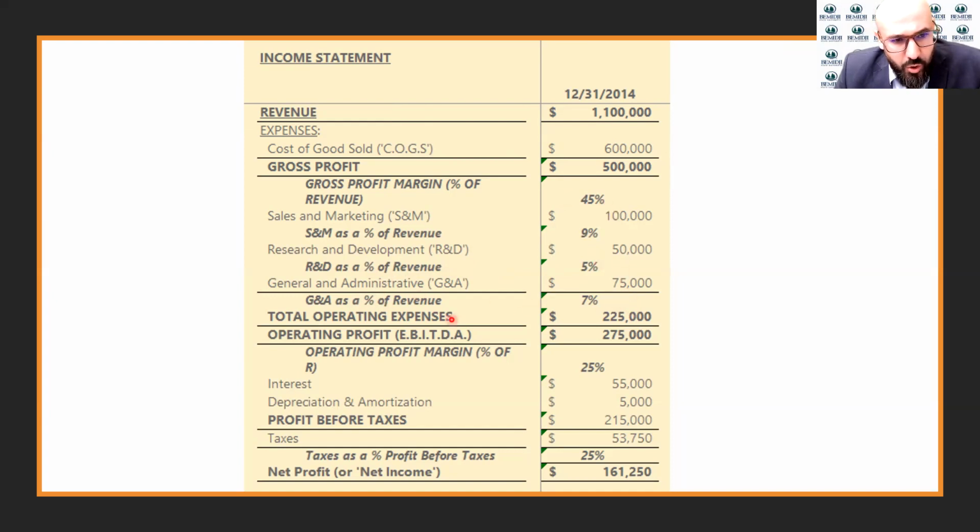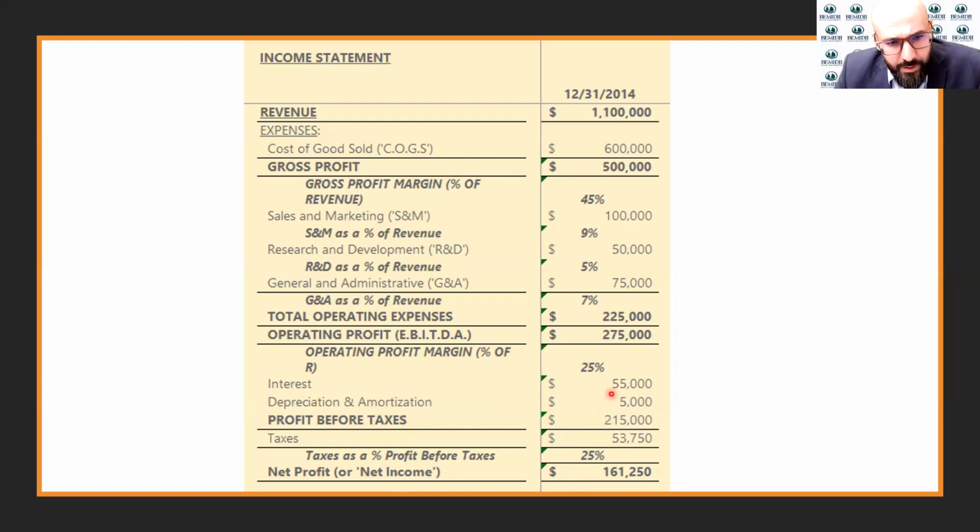Adding all these together, the total expenses would be 225,000. This is coming from 100 plus 50 plus 75. That will give you 225,000. So the operating profit or EBITDA would be the 500 minus the 225. That will give you 275. And now, considering the interest that we will be paying, that would be 55,000. Depreciation would be 5,000.